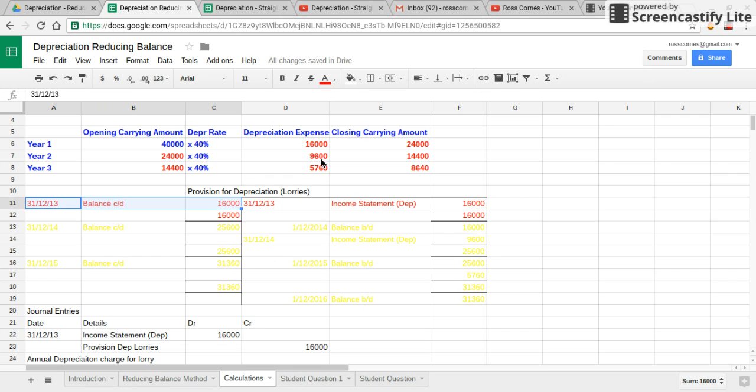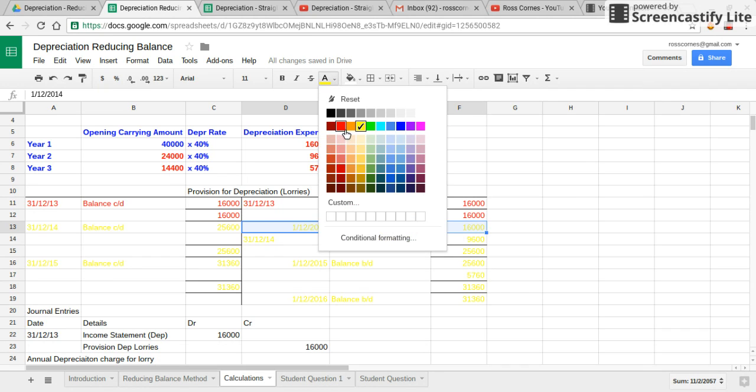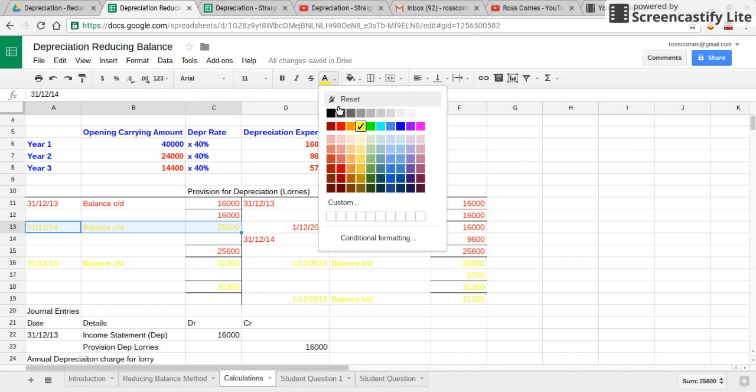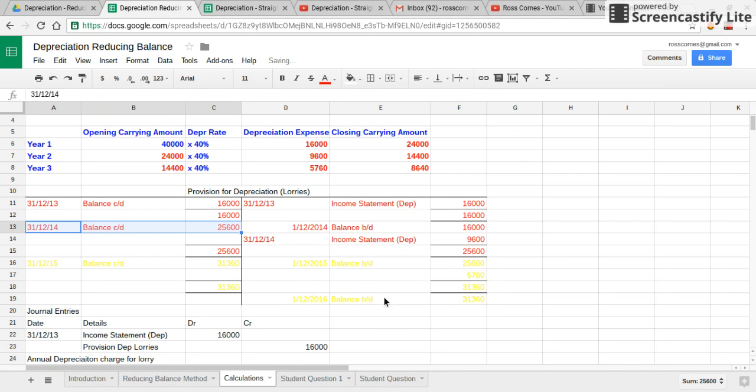In year two, we've now got 9,600 extra depreciation that's going to appear in the accounts. So we've got a balance brought forward of 16,000. We add on some more of that profit that we've taken out from the income statement, so 9,600 extra depreciation has gone in. The balance of the account is 25,600, and therefore at the start of the next year, the amount of depreciation for that asset in the account is now 25,600, and then we repeat for year 3.